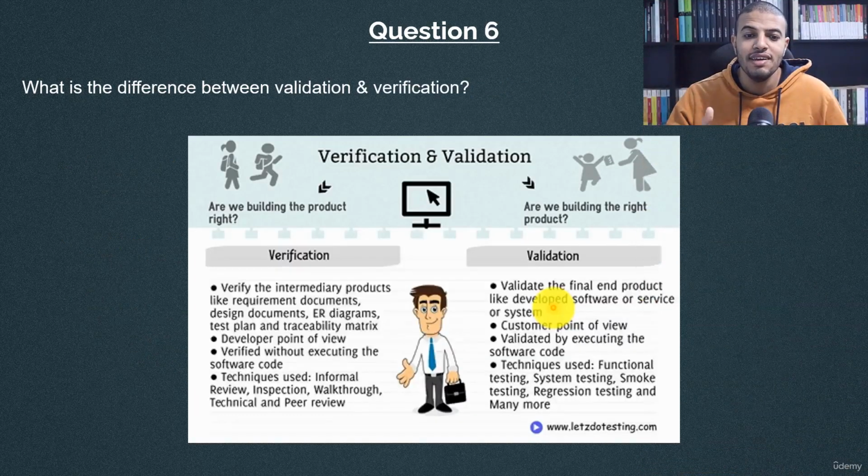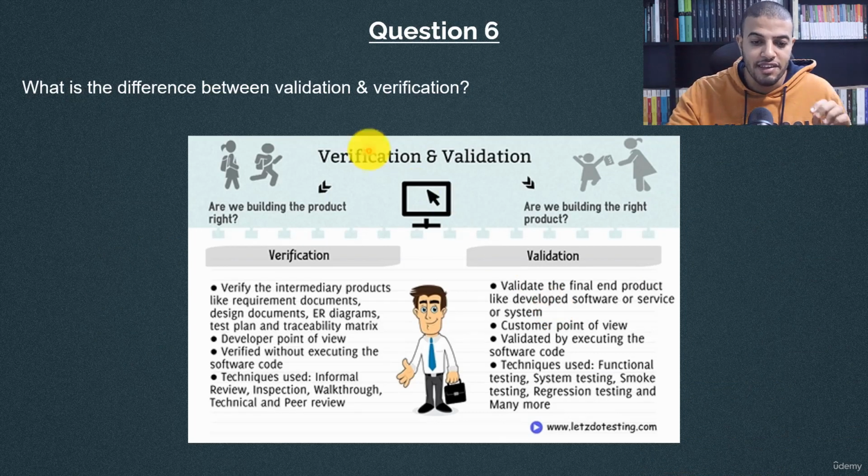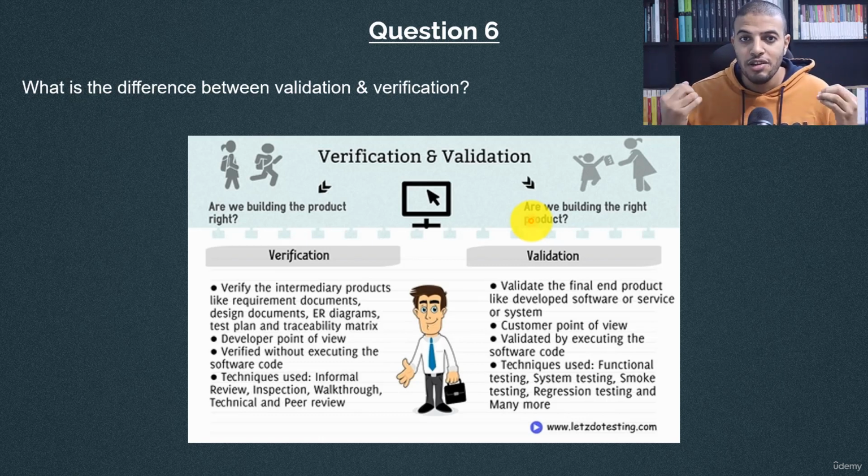Another popular question is, what is the difference between validation and verification? When we talk about validation, we say that we built the right product, okay? So the customer asked us about a specific product, a specific software. Did we build it in a way that satisfies his requirements? Will the customer be happy by using this software or not? On the other hand, when we talk about verification, we are talking about, did we build the product right? Did we build this product in a correct way or not?